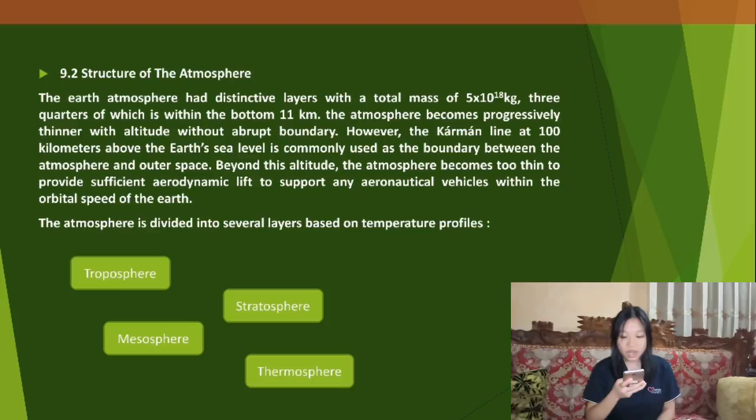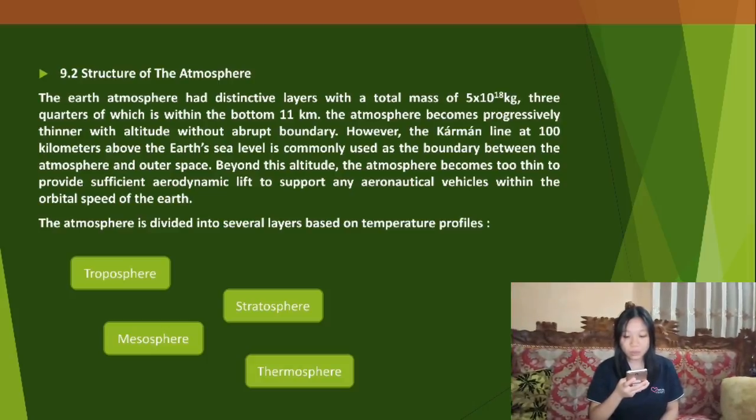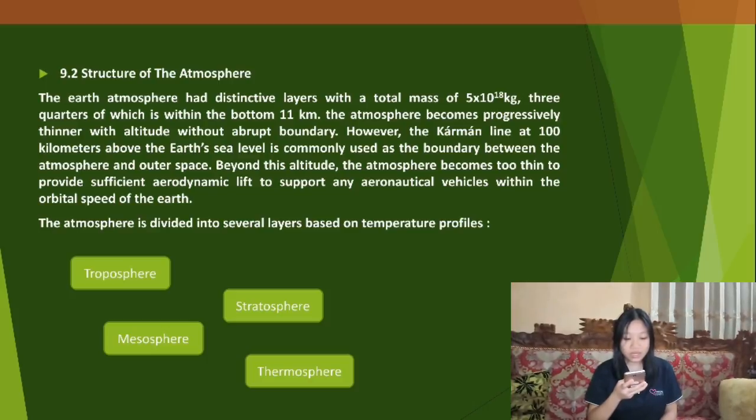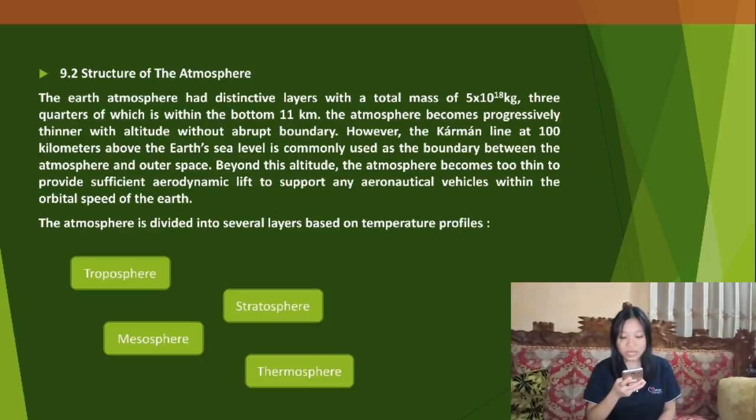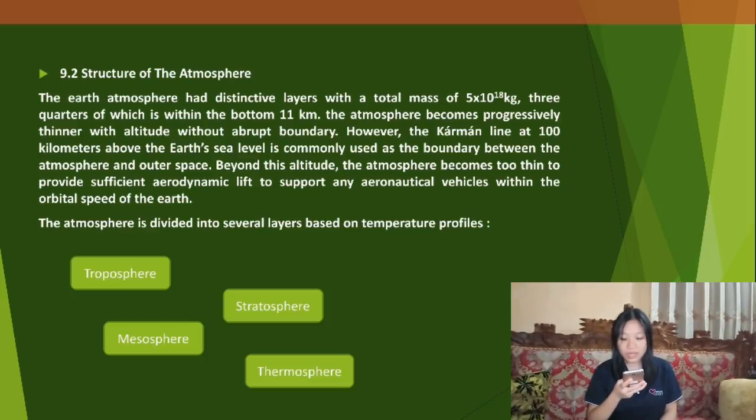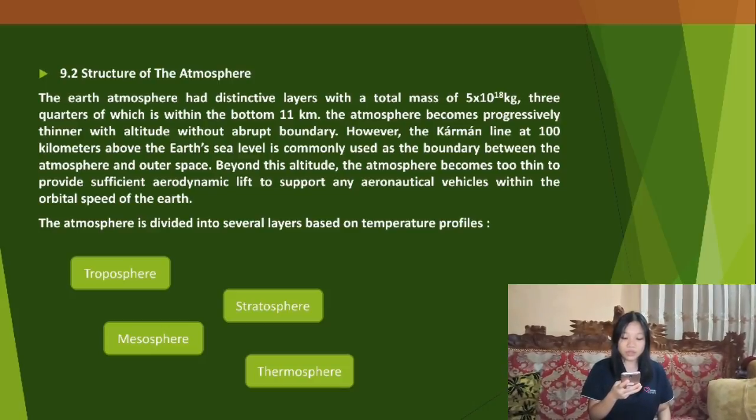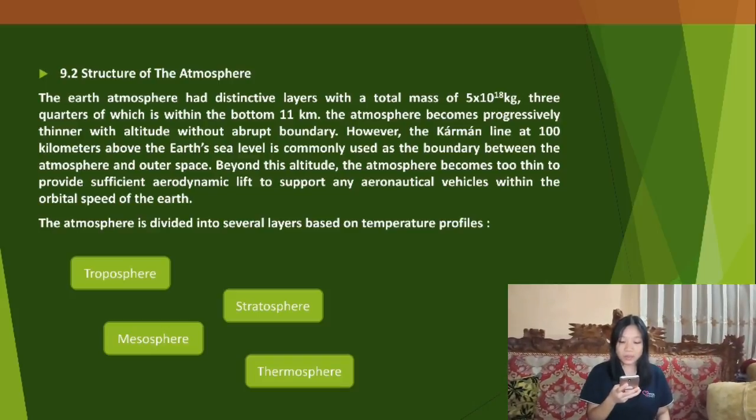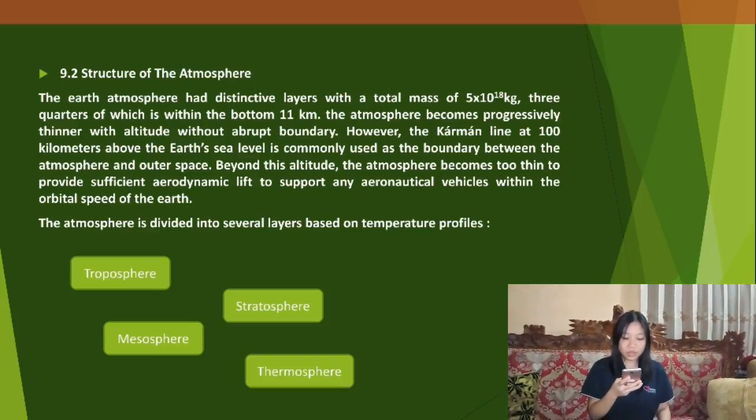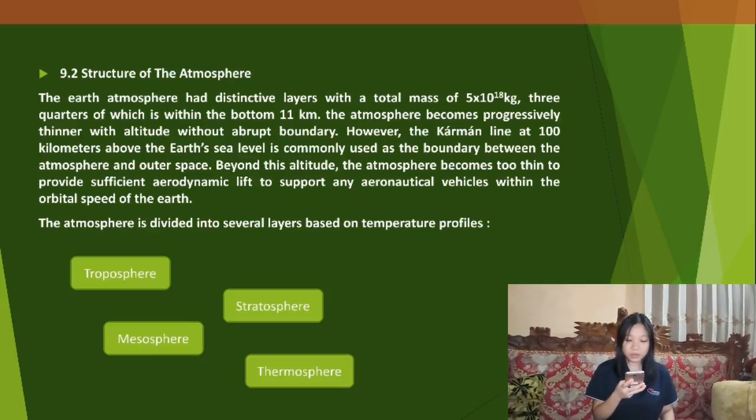atmosphere and outer space. Beyond this altitude, the atmosphere becomes too thin to provide sufficient aerodynamic lift to support any aeronautical vessels within the orbital speed of the Earth. The atmosphere is divided into several layers based on temperature profile: troposphere, stratosphere, mesosphere, thermosphere.